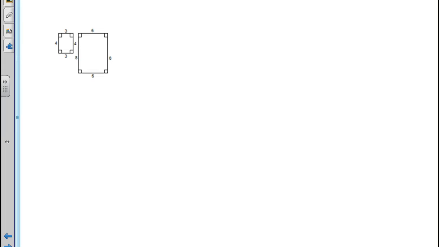So here's my question for you. Are these two figures similar? All right, so the number one thing we want to check, corresponding angles are congruent.